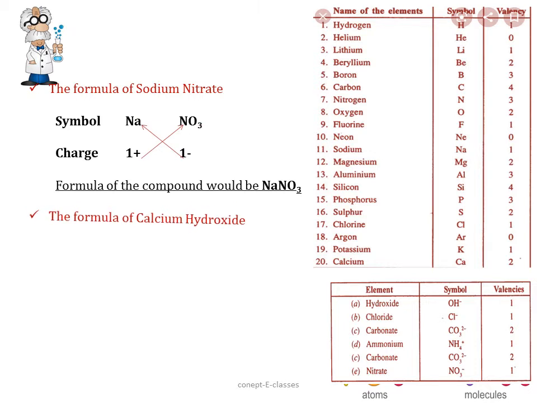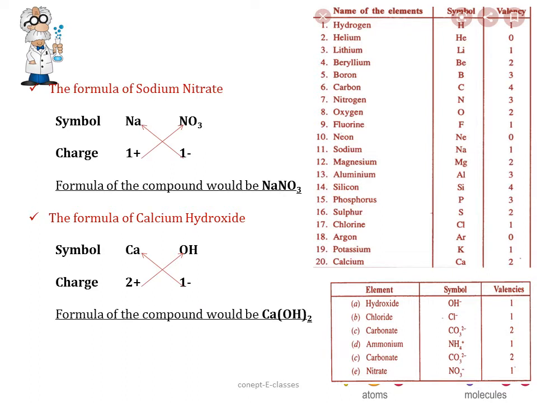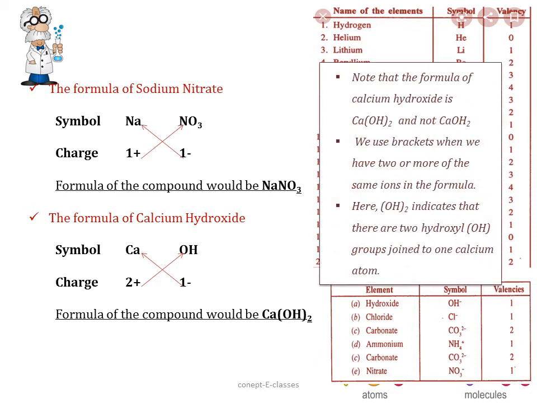Now the formula of calcium hydroxide. The constituent elements are calcium and hydroxide. The valency of calcium is 2, and the charge is plus, as it is a cation. Hydroxide is 1 minus. We cross over the valencies and we get the formula of the compound, calcium hydroxide.